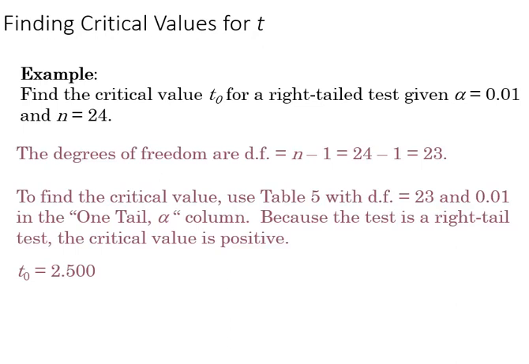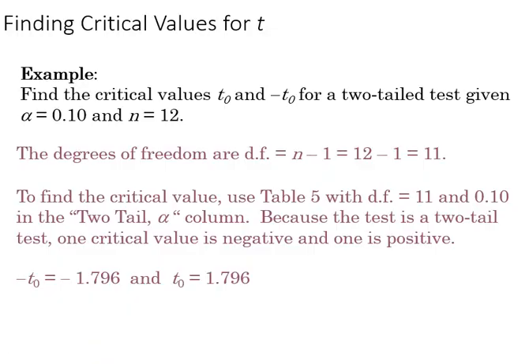So if we want to find the critical value for a right-tailed test with alpha at 0.01 and a sample size of 24, the degrees of freedom will be 23. It's 24 minus 1. So we find the critical value with our t-distribution table at 23 degrees of freedom and 0.01 in the one-tail alpha column, because the test is a right-tailed test, and the critical value is therefore going to be positive.